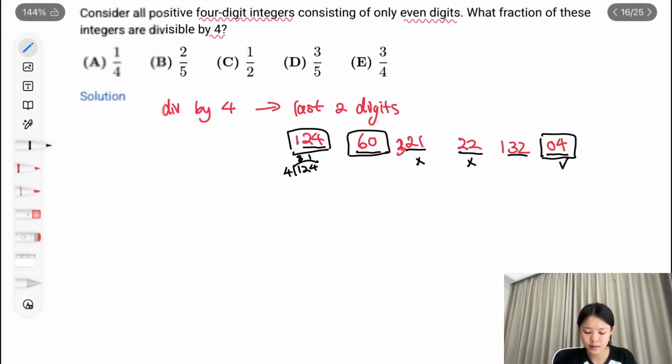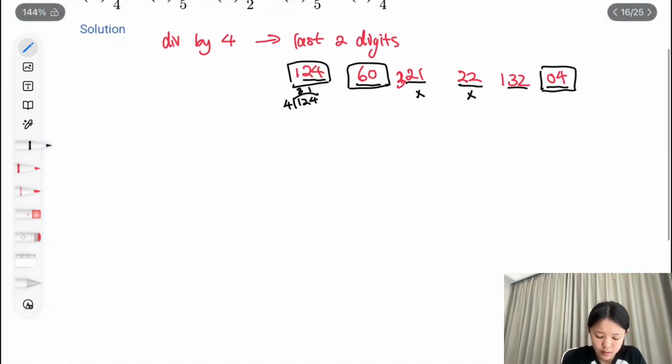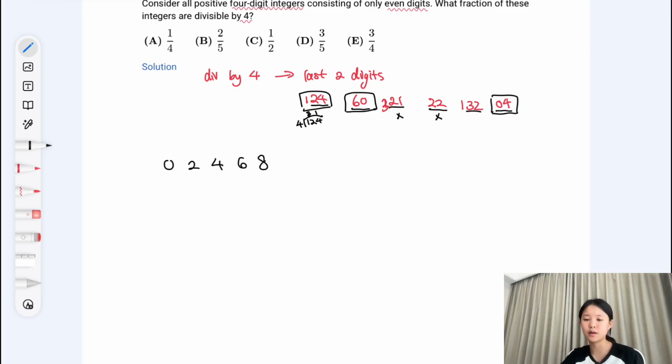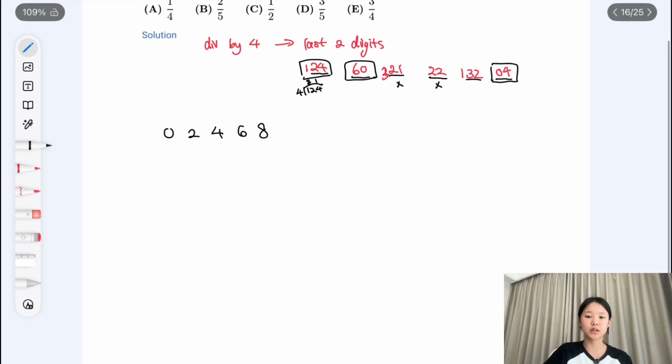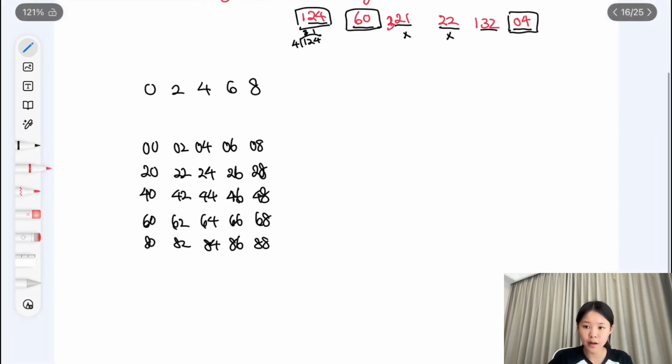So if we move back to our original problem, only consisting of even digits means we only have the digits of 0, 2, 4, 6, and 8. And because these are not that many digits, what we can go ahead and do is just list out all the possible combinations of 2 digits between these 5 digits. Okay, so now we have all of these different 2-digit numbers. And so we can go through them and cross the ones that are not divisible by 4.